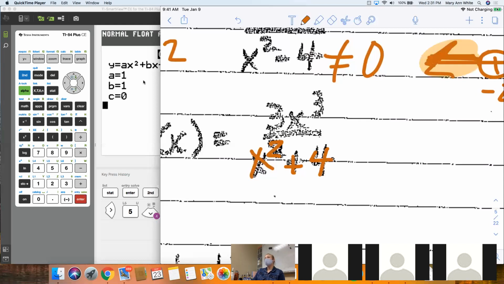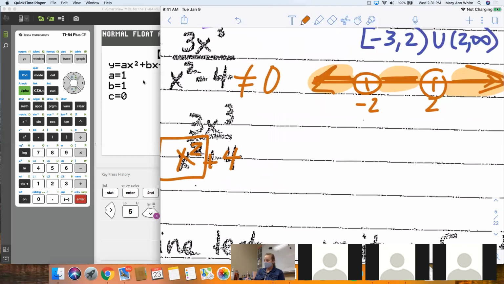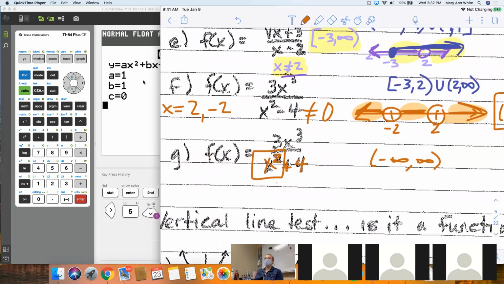Why not? I'm always going to get a positive number right there. There's no way I'm going to be able to get that to be -4. So if I'm always going to have a positive +4, I'm always going to have a fine answer down there. If I have no restrictions or no problems, I'm going to say that it's -infinity to infinity. That's a fine domain. No problems.